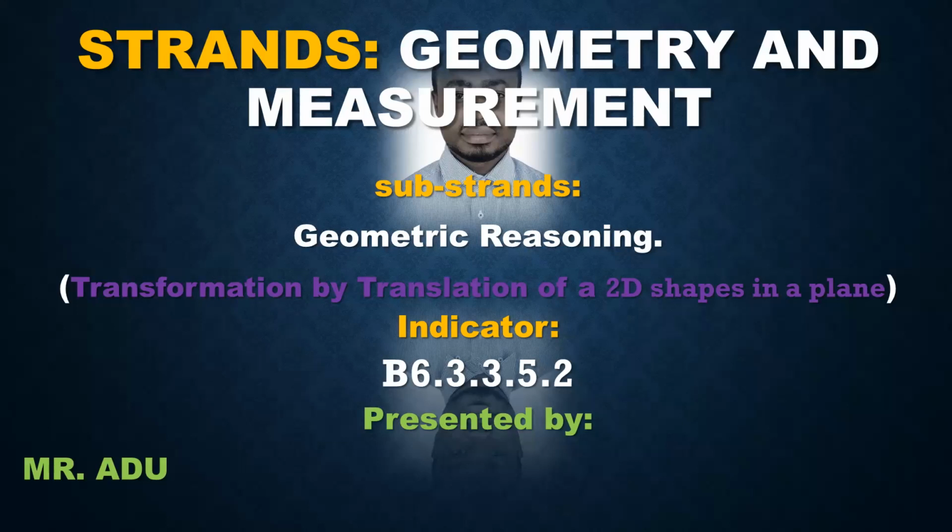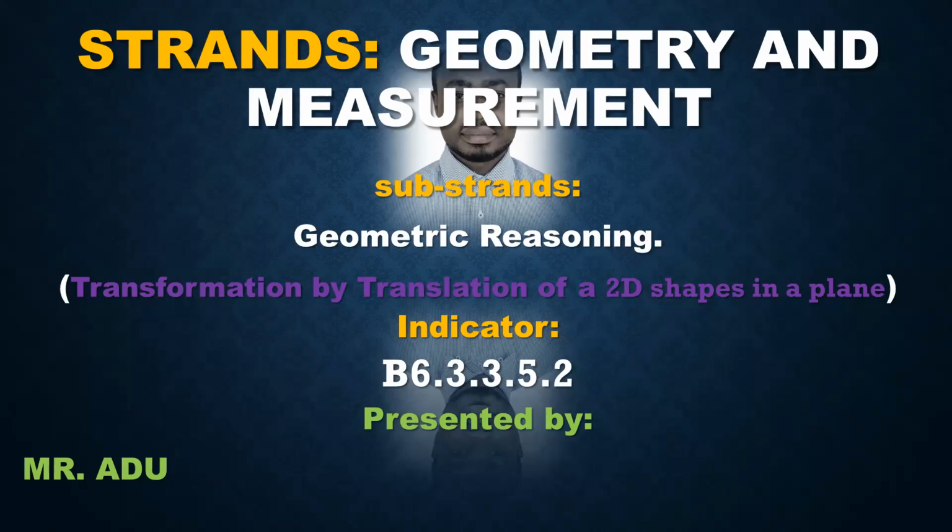Today, the strand that we are going to talk about is geometry and measurement. Our substrand for the lesson is geometric reasoning, and under geometric reasoning, you are going to talk about transformation. During our previous lessons, we discussed transformation. We said transformation means what? Change. How objects change within a number plane or from one cardinal point to another.